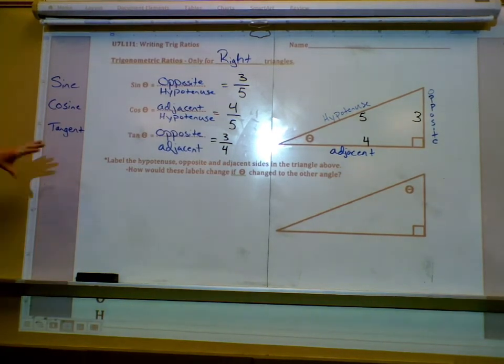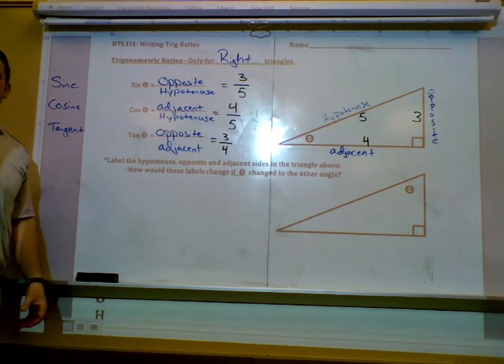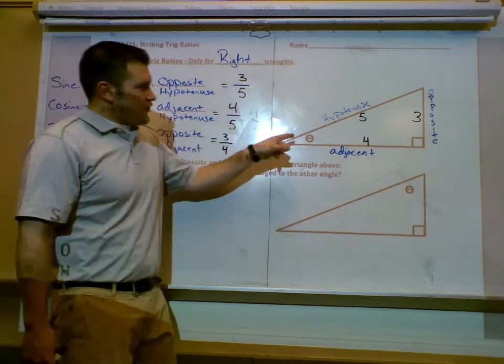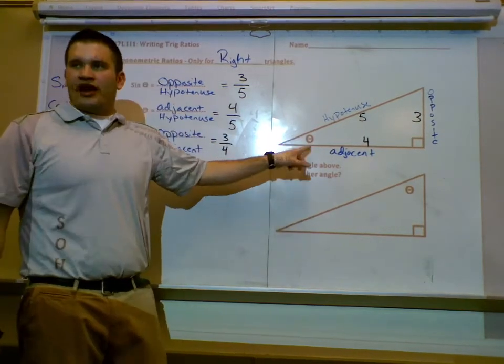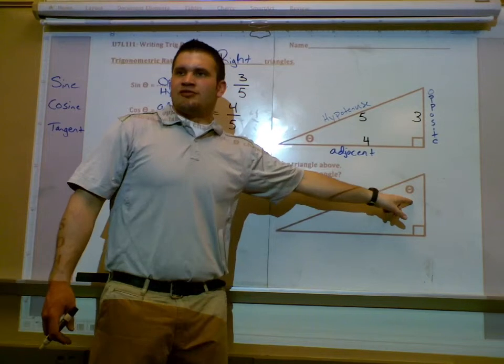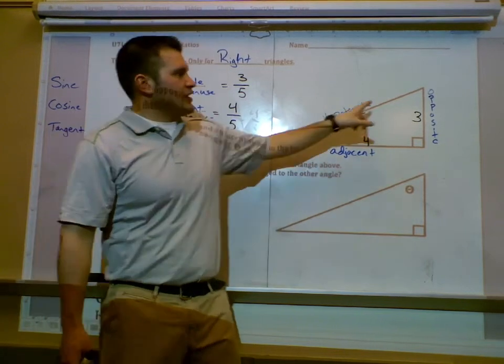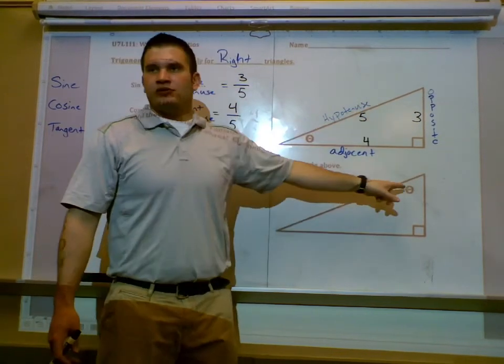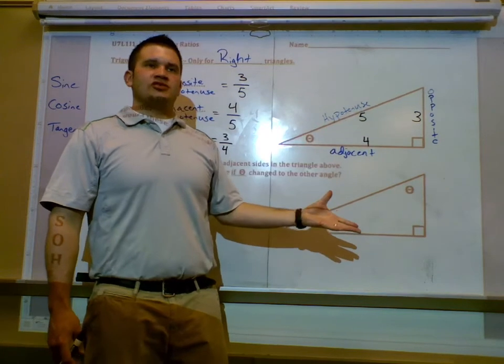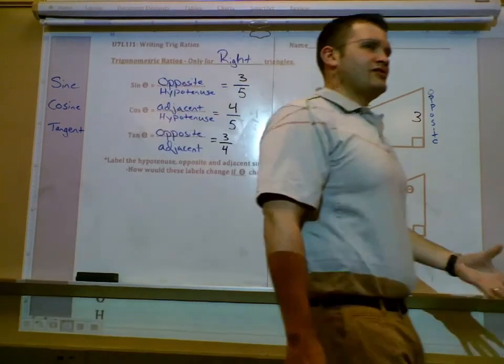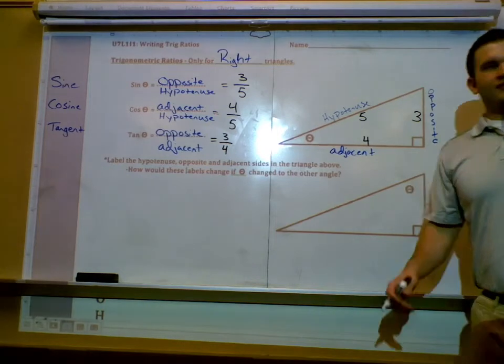Now this says label hypotenuse, opposite, and adjacent sides in the triangle above. We did that. How would these labels change if theta changed to the other angle? So that means if instead of focusing on this angle, I'm focusing on that angle. So I switch my theta to the other angle. You see that? So how does this change? The hypotenuse always has to be the longest.